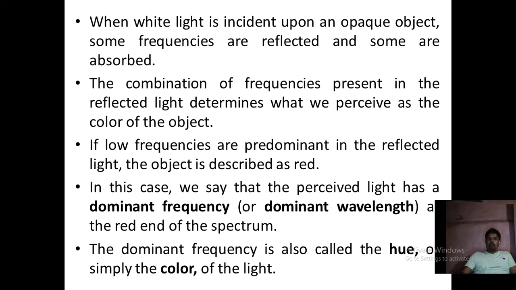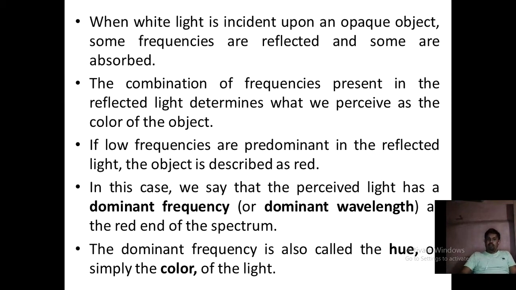Then what our eye sees is the reflected light. The reflected light determines what we perceive as the color of the object. It means whatever your eye sees after reflection, normally that is the color of light, the color of the object.